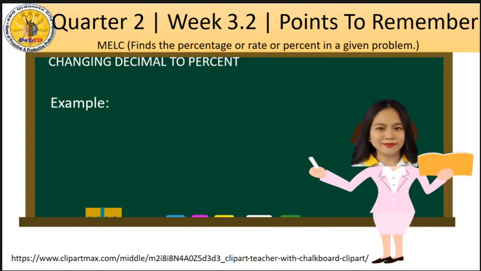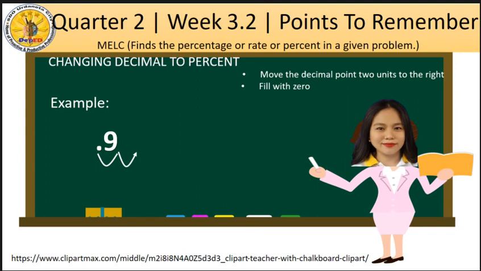Let's have another example that you might encounter when answering your activity sheets. Convert 9/10 to percent. Move the decimal point 2 units to the right. Fill in with 0. Then affix with percent sign. So 9/10, if converted to percent, will become 90%.